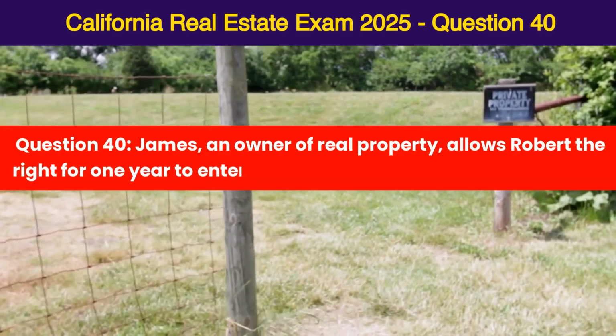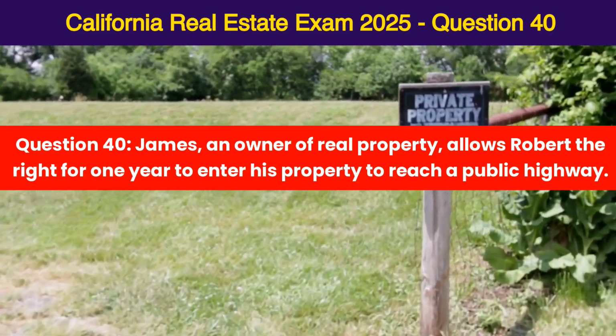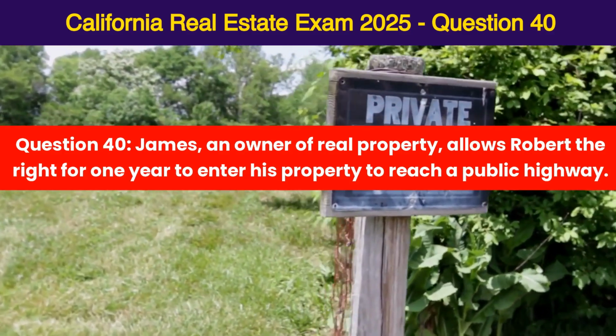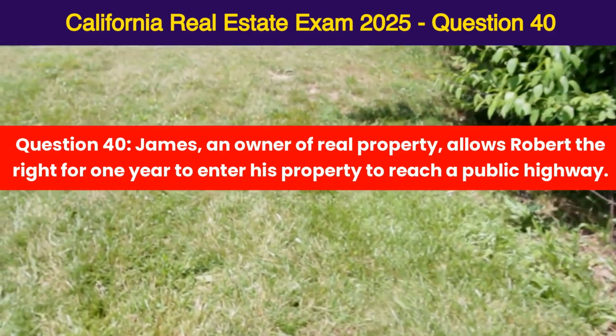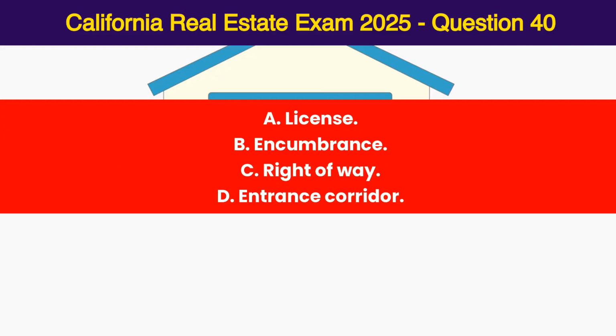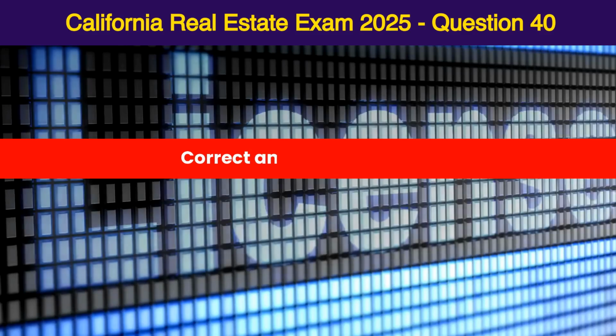Question 40. James, an owner of real property, allows Robert the right for 1 year to enter his property to reach a public highway. This is called A. License. B. Encumbrance. C. Right-of-way. D. Entrance corridor. Correct answer is A. License.